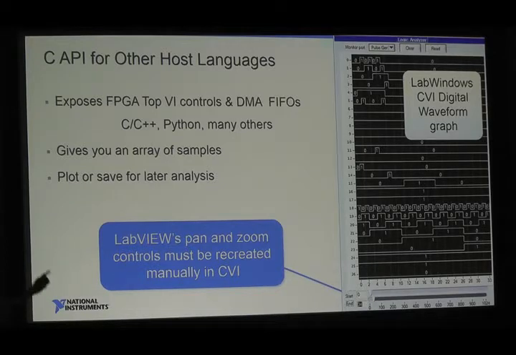And so I just took the same data using the C API, passed it across to C, and then displayed it with a digital waveform graph in CVI. I had to add my own zoom controls on the thing. It doesn't have that capability, but it's good enough to troubleshoot some problems and solve some issues. You can also take the data and store it into an array, store it into a file, use it for test cases. Once you have this array of samples, you can do anything with it.